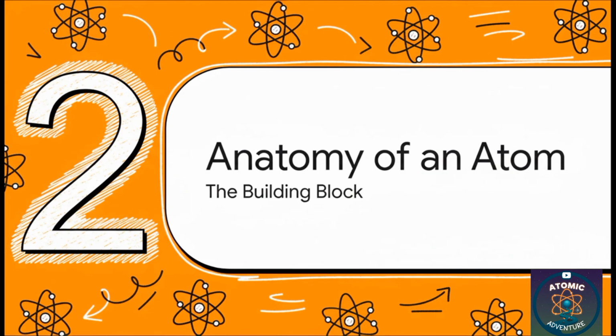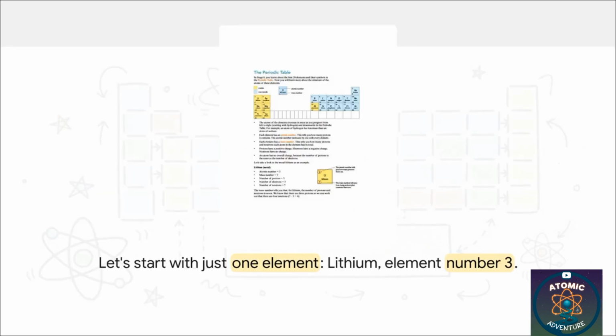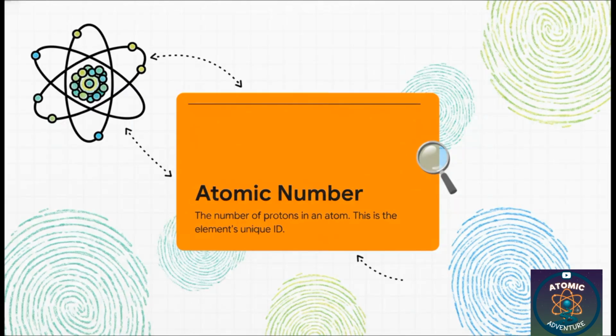Okay, so to really get how this whole map works, we've got to zoom in. I mean, way in. We need to look at the single tiny building block that this entire chart is based on, the atom. To make this easy, let's just grab one element and put it under the microscope. How about lithium, element number 3? If we can figure out what makes this one little tile tick, we'll basically unlock the logic for the whole table.